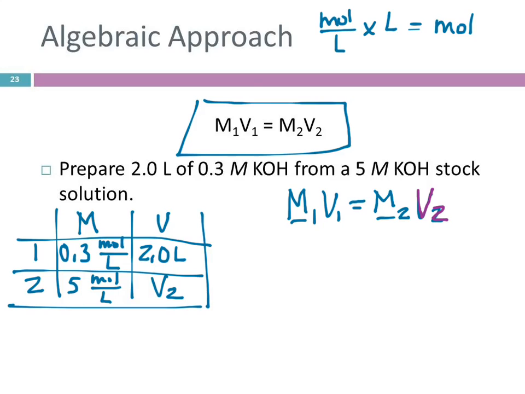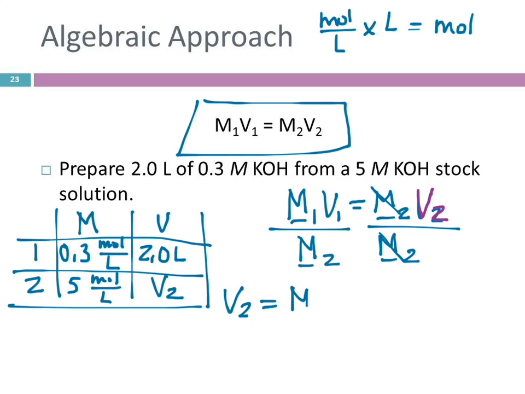So before I go plugging numbers in here, I'm going to rearrange the equation. I need to divide by M2 to make it go away from this side. Because M2 over M2 is 1, multiplying by 1 doesn't change it, and you just got V2 over there. But to keep this equal, if I do it to one side, I have to do it to the other side. So I'm going to divide by M2 over here. Now I have my equation. V2 equals M1 V1 over M2.